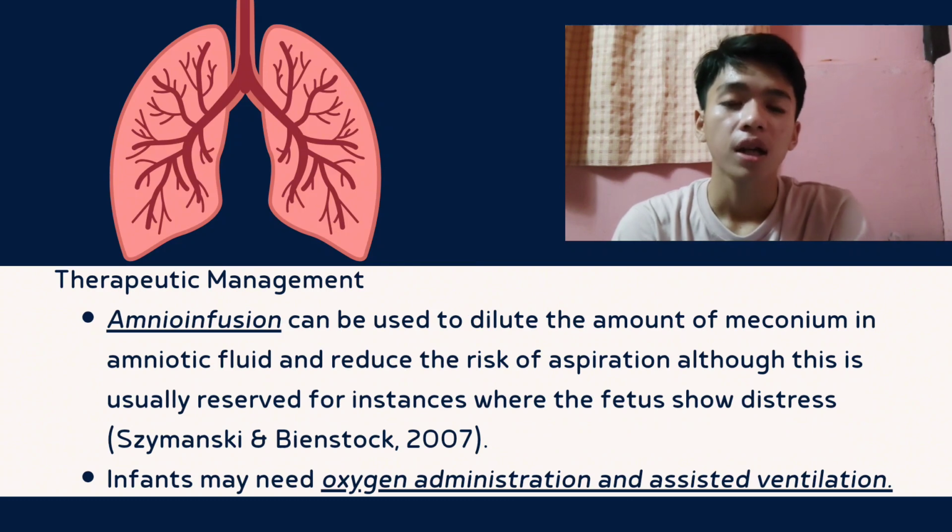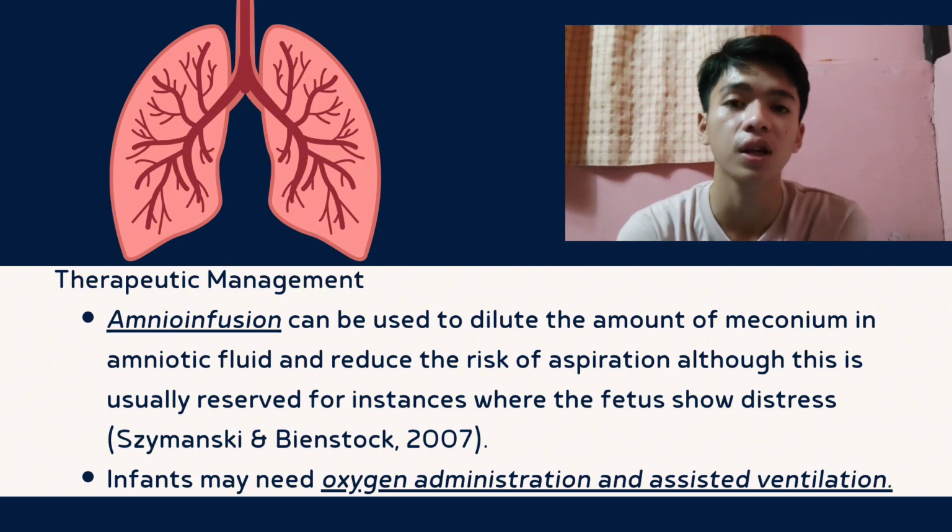The therapeutic management for this disease is as follows. First, according to Zimanski and Bienstock in 2007, amnioinfusion can be used to dilute the amount of meconium in the amniotic fluid and reduce the risk of aspiration, although this is usually reserved for instances where the fetus shows distress. Some infants are scheduled to be born by cesarean birth after deeply meconium-stained amniotic fluid becomes evident during labor.